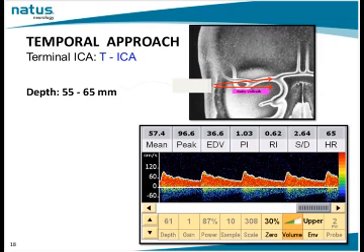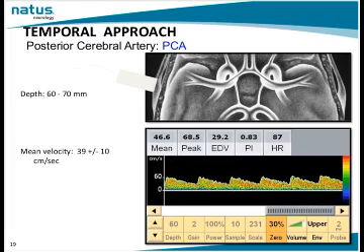After documenting the terminal ICA, we are going to return to our bifurcation depth once again. And now we can locate the P1 portion of the posterior cerebral artery, the PCA. It's going to be a good landmark to use as your bifurcation landmark. That's going to put you in your suggested depth of finding the PCA at 60 to 70. I want you to notice that the mean flow velocity is much lower than either the MCA or the ACA. Typical mean velocity is 39 plus or minus 10.